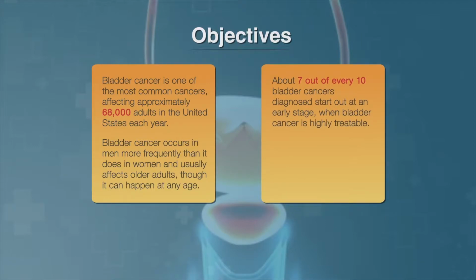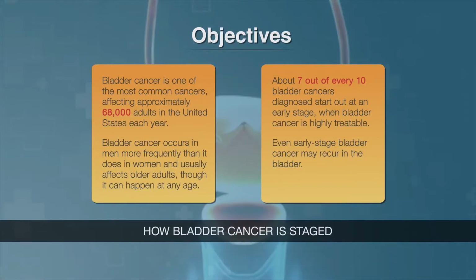About 7 out of every 10 bladder cancers diagnosed start out at an early stage when bladder cancer is highly treatable. However, even early-stage bladder cancer may recur in the bladder. For this reason, people with bladder cancer typically need follow-up tests for years after treatment to look for bladder cancer that recurs or advances to a higher stage. In this course, the objective is to help you know how bladder cancer is staged.